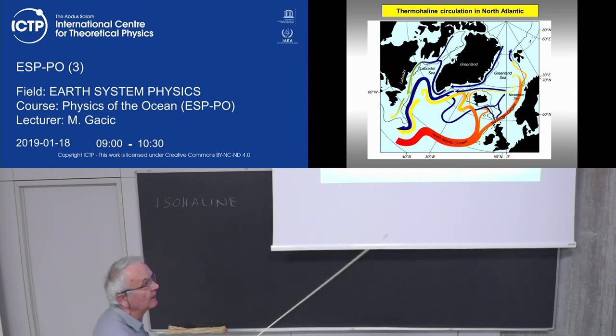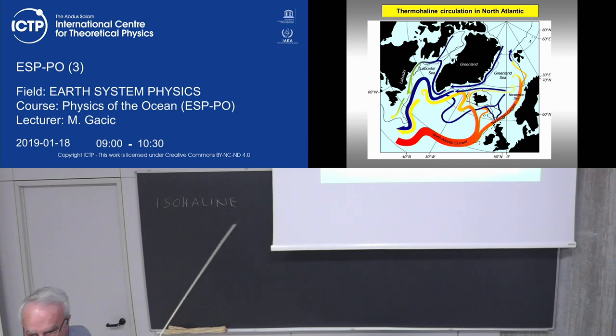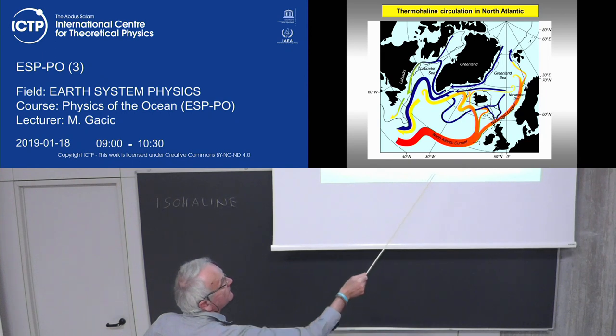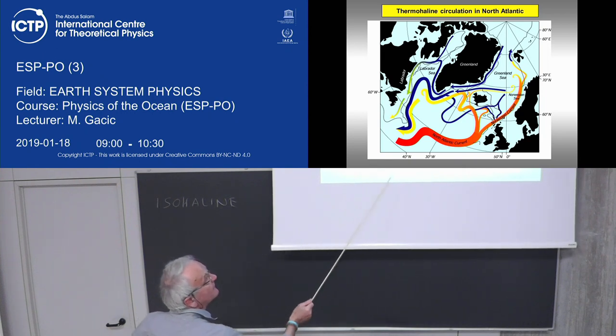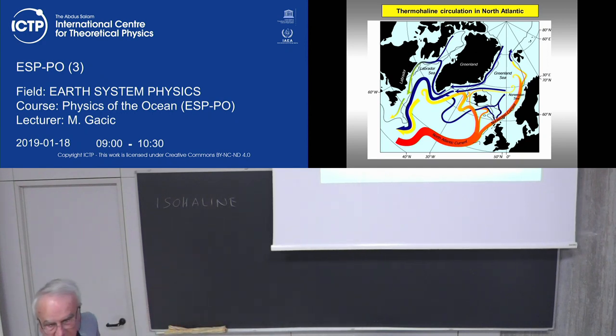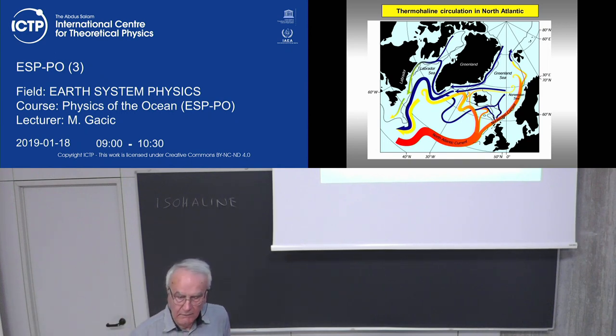And this is why these two coasts are so different from the point of view of the climate. There is this whole system of currents, and you can see this is the main area where the dense water formation takes place. And why so? There are a number of features, ingredients, which have to be there in order to generate the vertical mixing and dense water formation.